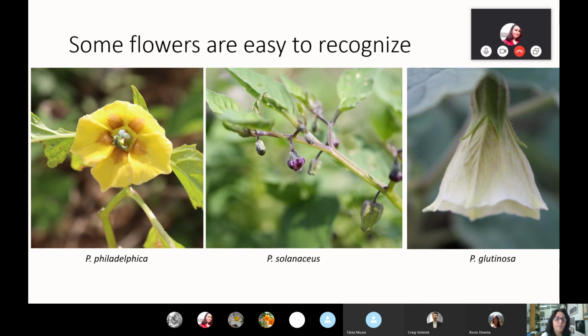as you all know, some species are very easily recognized for different reasons. For example, Philadelphica twists the anthers after anthesis. Solanaceus is the only one with an urceolate corolla, and glutinosa has this very long tubular corolla. So those are pretty easy and straightforward and are easily recognized by everyone.